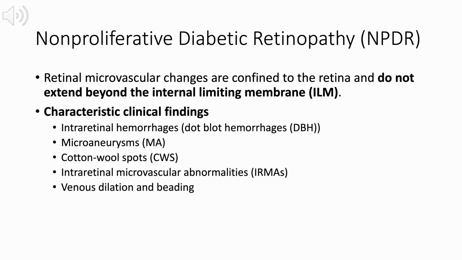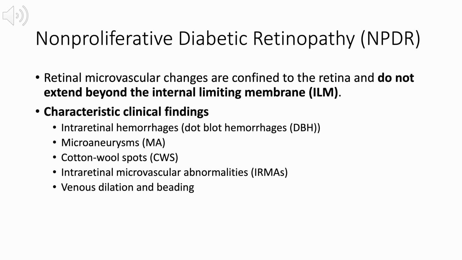The characteristic clinical findings of NPDR include intraretinal hemorrhages, commonly called dot blot hemorrhages, microaneurysms, cotton wool spots, intraretinal microvascular abnormalities, or IRMAs, and lastly, venous dilation and beading. These 5 findings are not a random collection. Each one is a visible manifestation of a specific step in the pathophysiological cascade we constructed earlier.